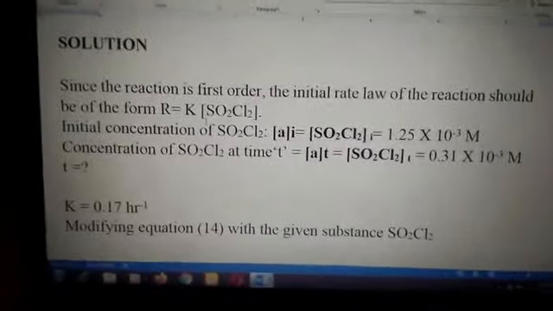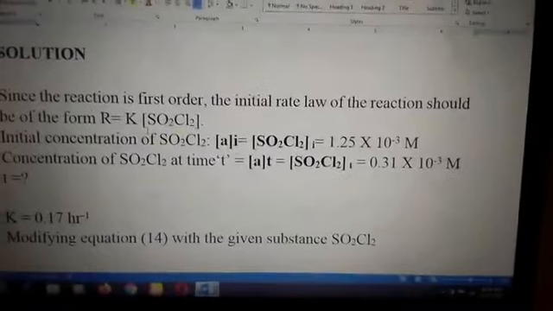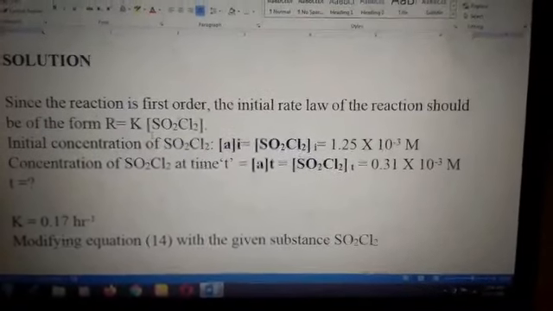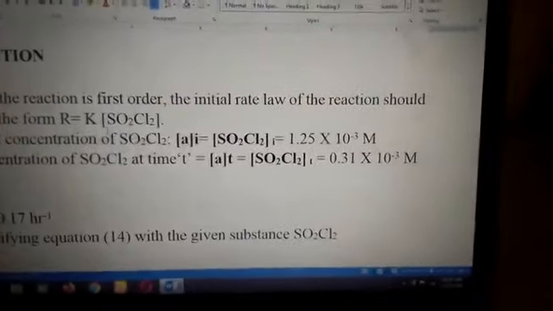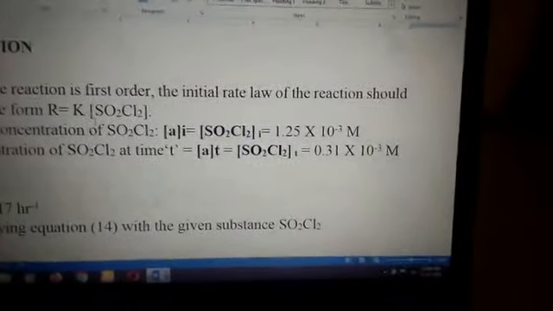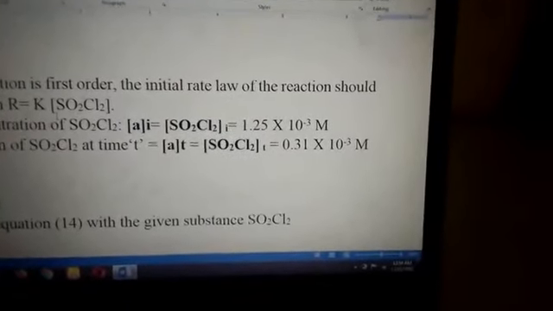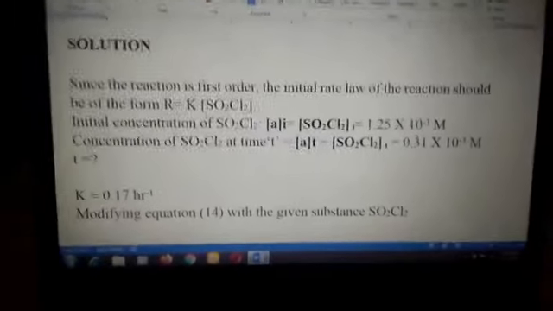Then the concentration of the same compound SO2Cl2 at time t, which you can write as A_t in the formula. In the equation at time t, replace the A with SO2Cl2, subscript t. That means the concentration of the compound at time t is given to you in the equation as 0.31 × 10^-3 mole per dm³. Then we're looking for time.